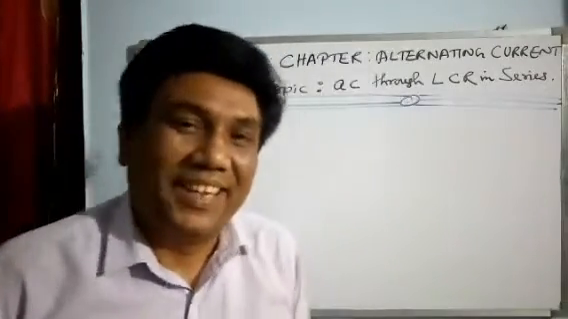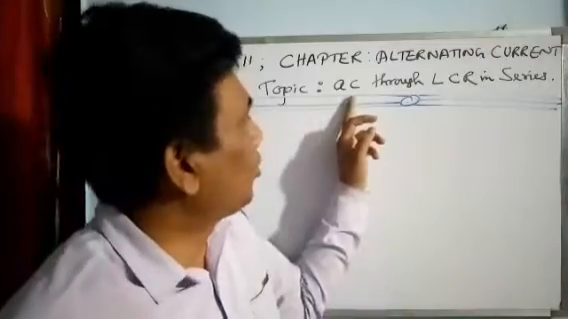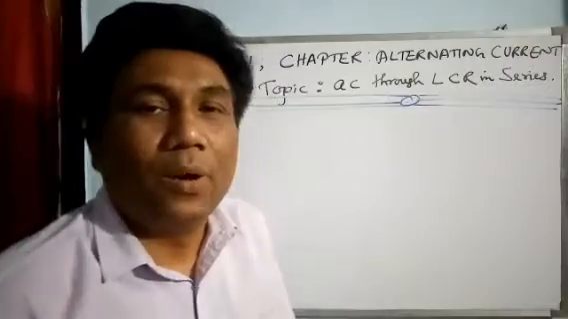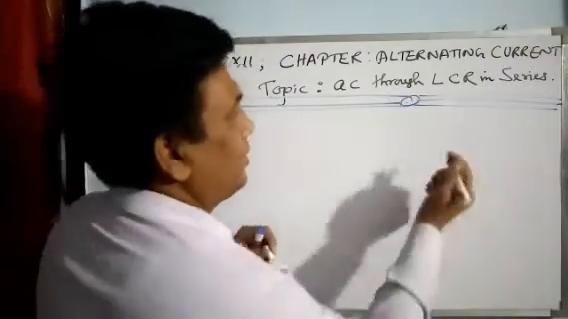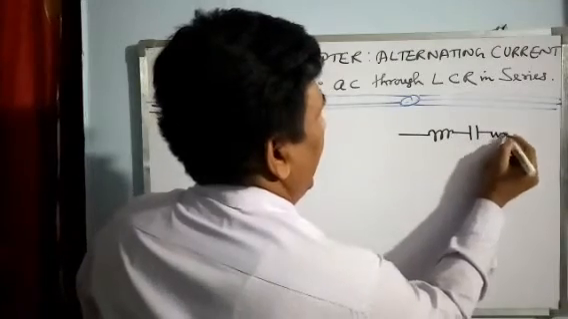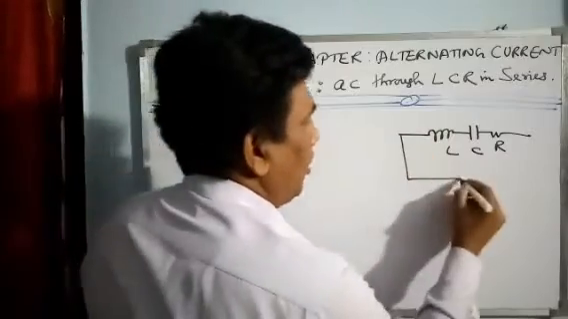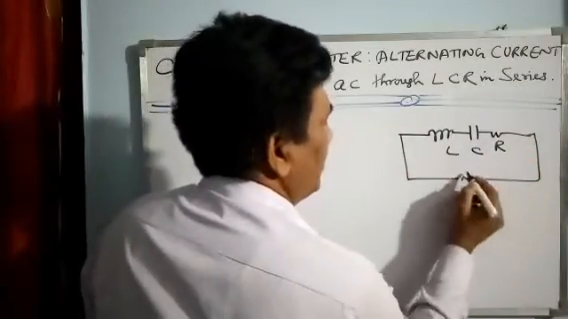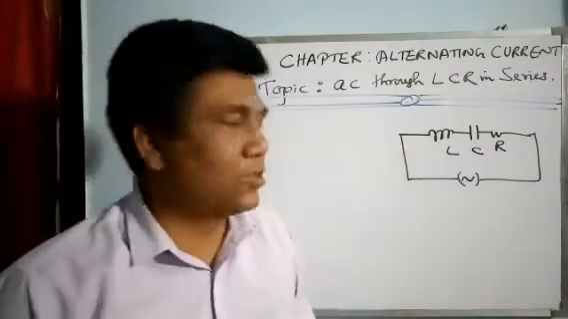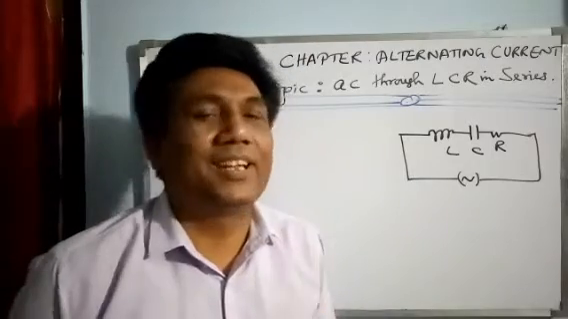Fine? Very good, guys. Actually, today we are going to discuss a new topic, alternating current through LCR in series. One inductor, one capacitor, and a resistor are placed in series, and alternating current is fed into it. Okay. Then what will be the behavior of current when it passes through the inductor, capacitor and resistor in series? We are going to discuss in details.